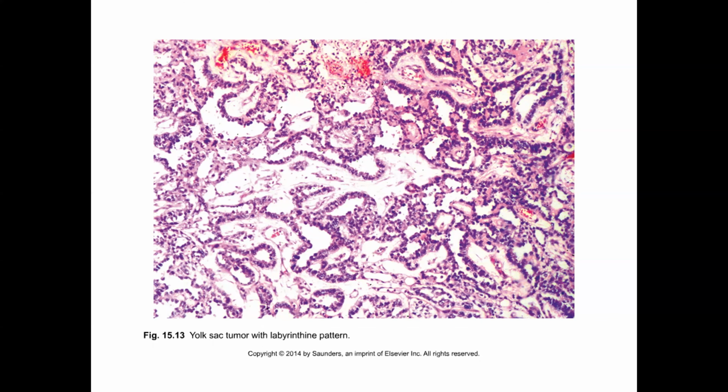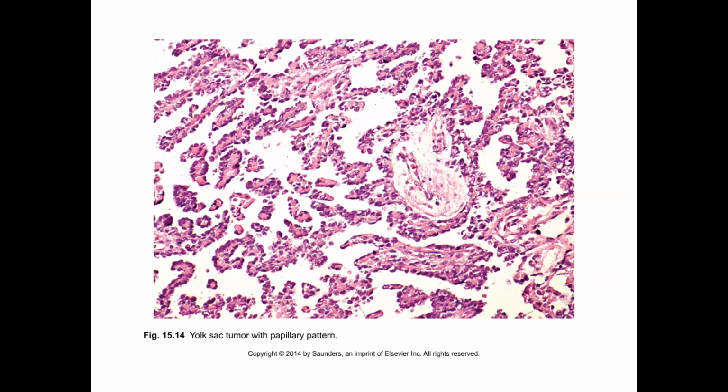Well, you can also have a more delicate labyrinthine or maze-like pattern, as we see here, with wandering cords and columns of cells through this background. Here you can see how this might resemble clear cell carcinoma or other neoplasms with a more glandular pattern. Occasionally, you'll get a very micropapillary pattern like this, which might even be confused with serous carcinoma in some settings, or also with clear cell carcinoma.